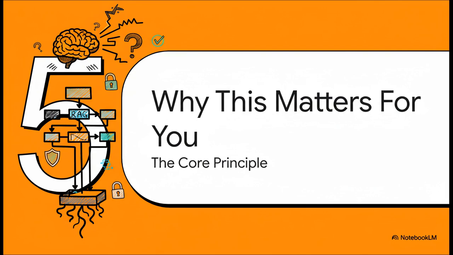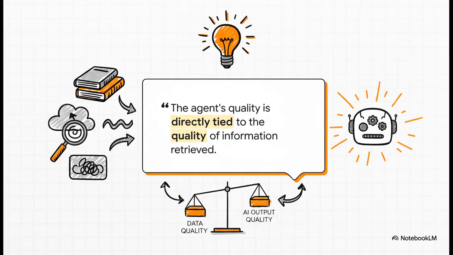So let's bring all this back home. We've gone through hallucinations, RAG, groundedness. So why does any of this really matter to you, to anyone who's trying to actually build and use AI that works? It really boils down to this one single powerful idea. This quote from the source material just says it all perfectly. The agent's quality is directly tied to the quality of information retrieved. In other words, your AI can never, ever be smarter than the data you give it. That is the fundamental law of trustworthy AI.